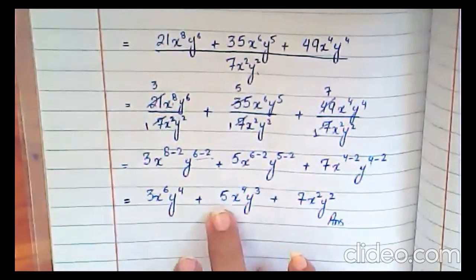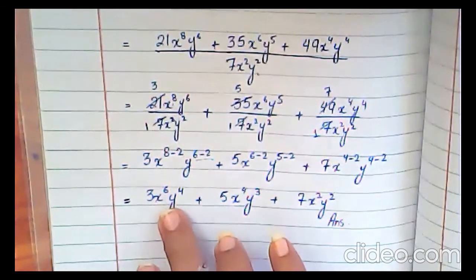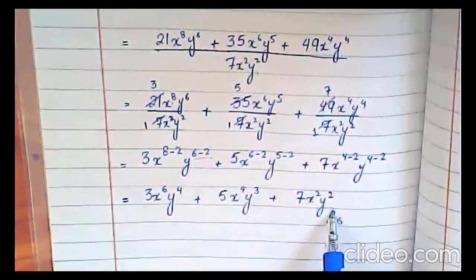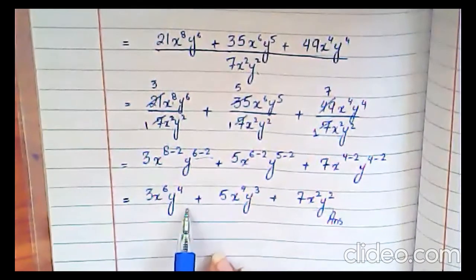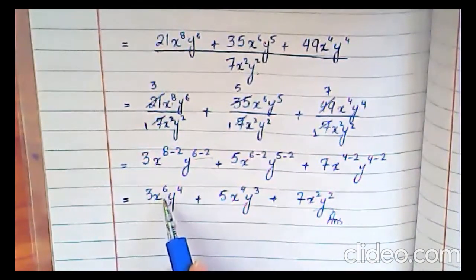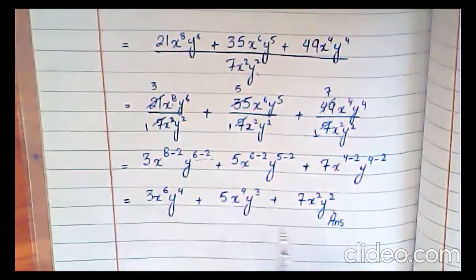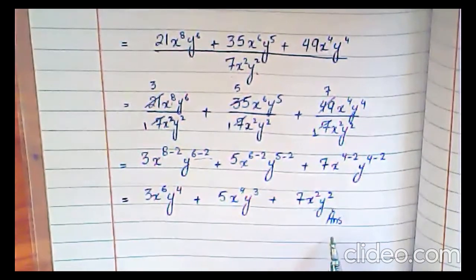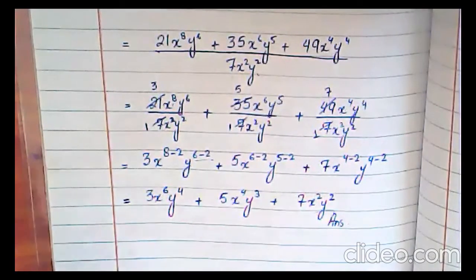Now you cannot add them all. You can see here these are the same variables, xy, xy, xy. These are the same variables, but you cannot add them together because their powers are completely different. Powers are different, so you cannot add them together, and this will become your answer. That's it. Is it clear? Clear or not?